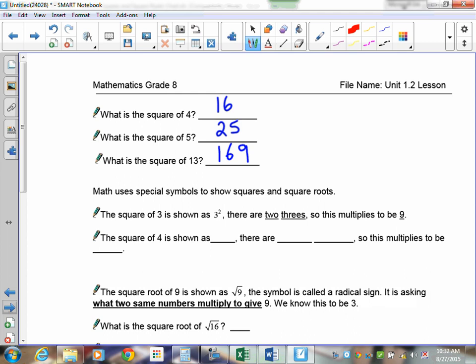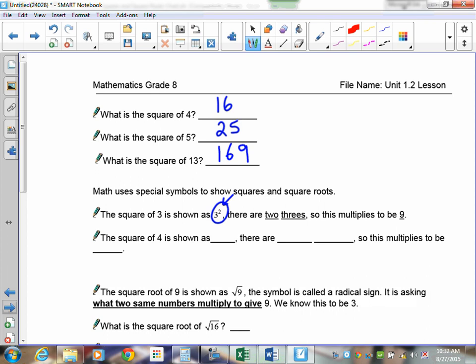Okay? Now, let's take another look at the square roots and squares and the symbols that math uses. The square of 3 is taking the two 3's and multiplying them. So you have a floating 2 here, as we did at the very beginning of squares and square roots. You should have noticed this is 3 by 3. There are two 3's, which means it multiplies to be 9. So whenever you see 3 with a floating 2, that means to multiply 3 by itself twice. So 3 times 3 gives you 9. That's how you show the square of something.